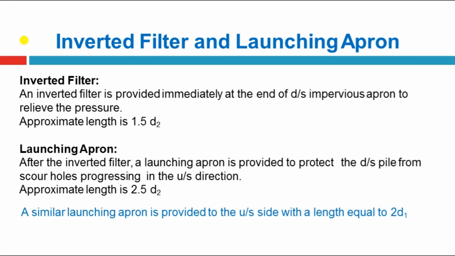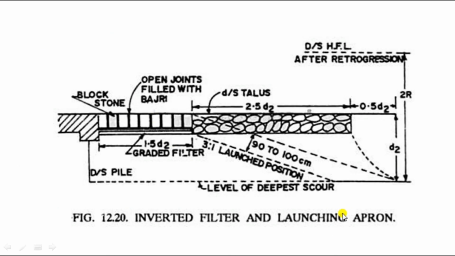Inverted filter and launching apron. An inverted filter is provided immediately at the end of the downstream side impervious apron to relieve the pressure. Approximate length is 1.5 d2. Launching apron: after the inverted filter, a launching apron is provided to protect the downstream side pile from the scour hole progressing in the upstream direction. A similar launching apron is also provided on the upstream side with a length equal to 2d, like depth of sheet pile. Now that is the inverted filter and launching apron.